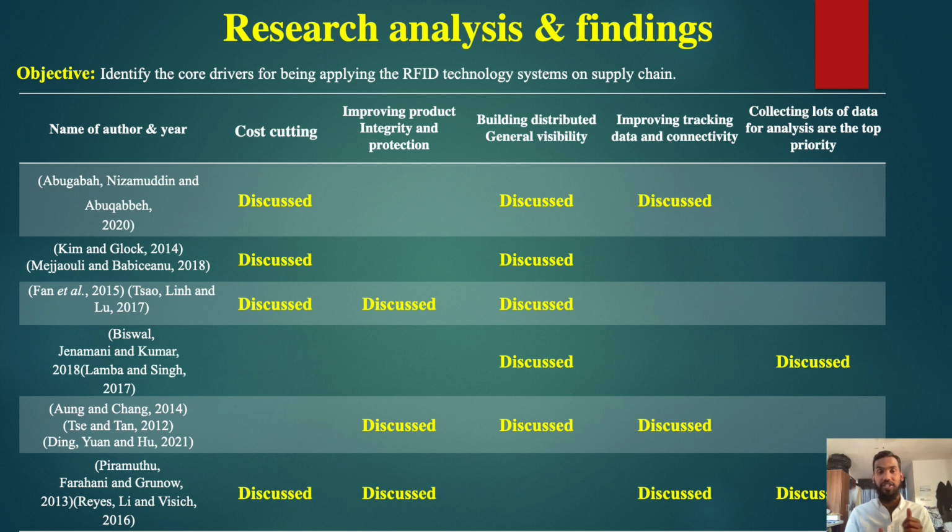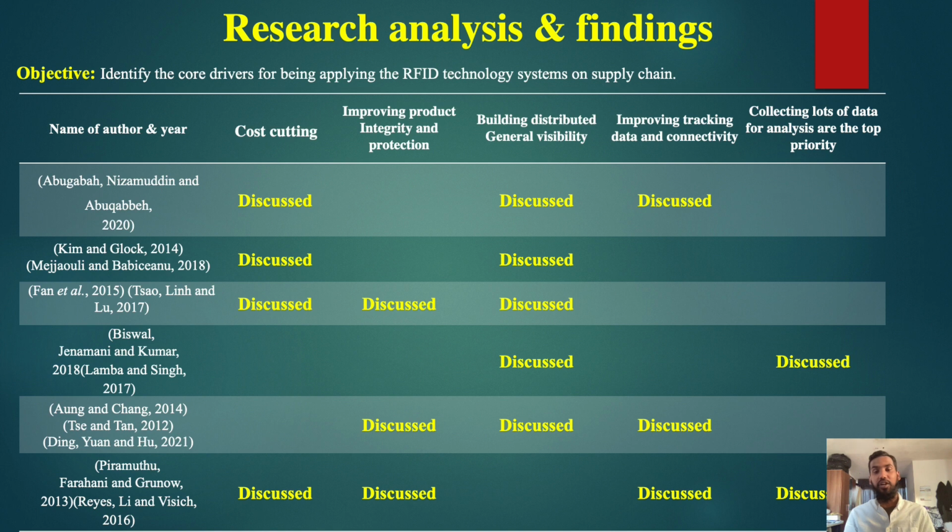These are cost cutting, then improving product integrity and protection, then building distributed general visibility, then improving tracking data and connectivity, and the last one is collecting lots of data for analysis as the top priority. Those are the core drivers I found while reading the research papers, and most of them said something about those 5 things which were being discussed.